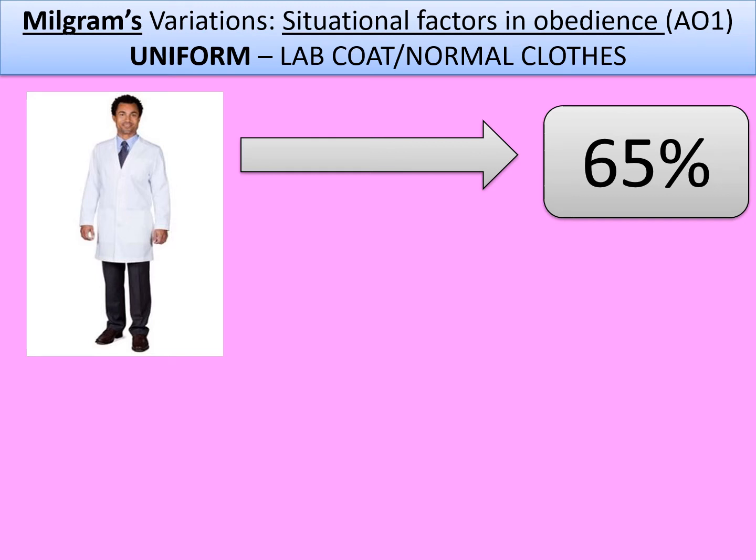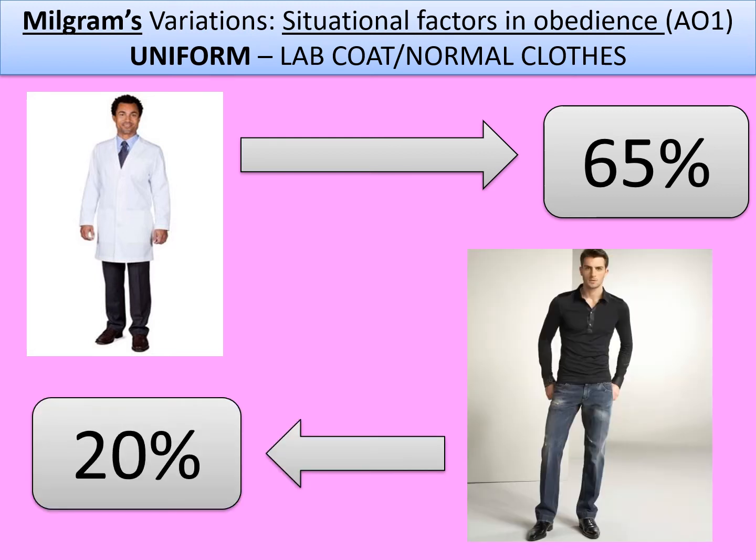The third variation was uniform. In Milgram's original experiment, the experimenter wore a white lab coat, or it might have been a grey lab coat actually, and we know that the obedience was 65%. In the variation, the experimenter was called away, and one of the other supposed participants was asked to take on the role of the experimenter, wearing just their ordinary clothes. I've put a white middle-class looking man in that picture because that was the original sample. Obedience dropped to 20%.